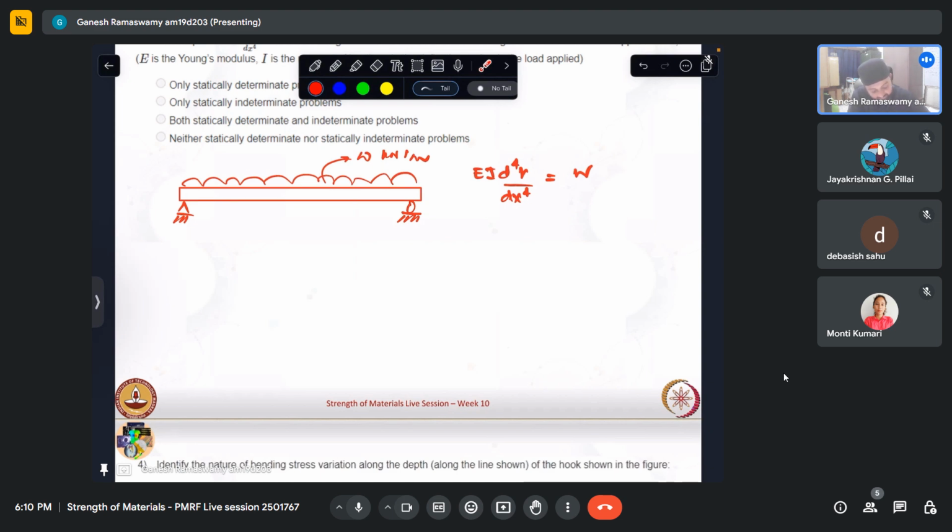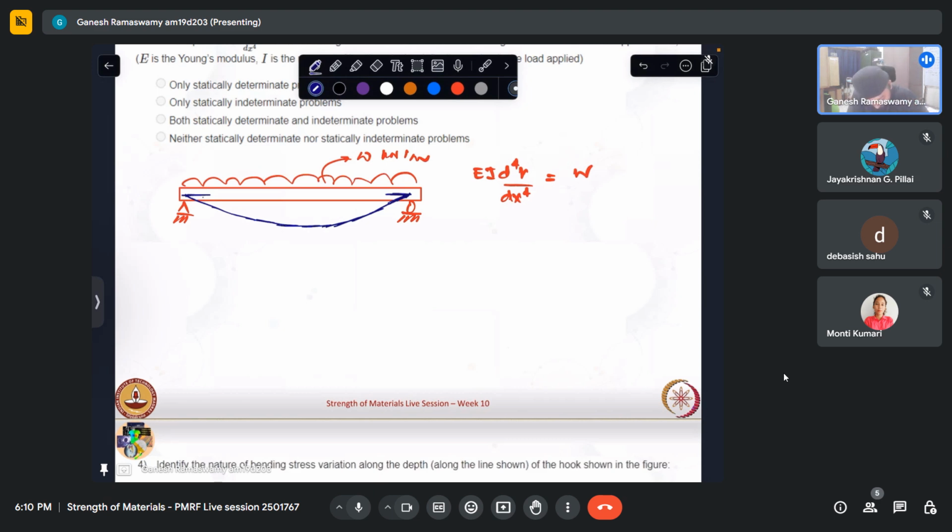In such a case, what can those four constants be in this problem? It's a symmetric problem. And let us say that it deflects something like that. Let the deflected shape be something like that. I'm not accounting for the slight movement of the roller. Even if that were to be the case, it will still be symmetric. So this is the elastic curve, elastic curve meaning the deflected shape of the beam.